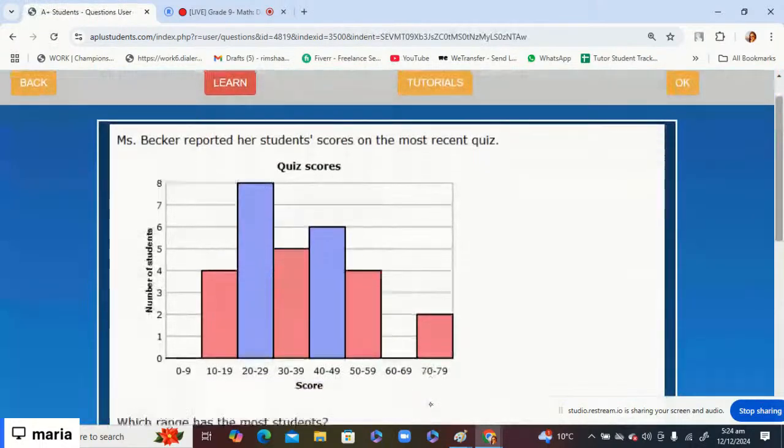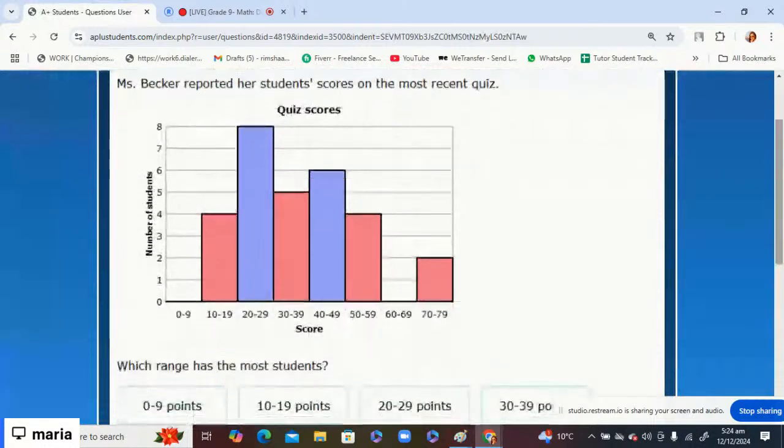So look here. Mr. Baker reported his student scores on the most recent quiz. The score ranges are given: 0 to 9, 10 to 19, 20 to 29, 30 to 39, 40 to 49, 50 to 59, 60 to 69, and 70 to 79. The number of students is given from 1 to 8.